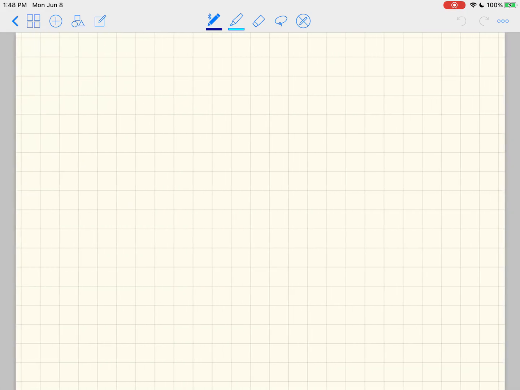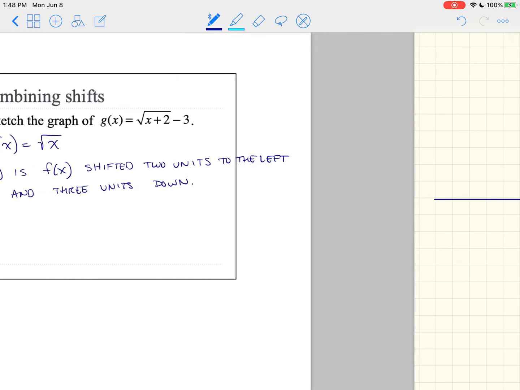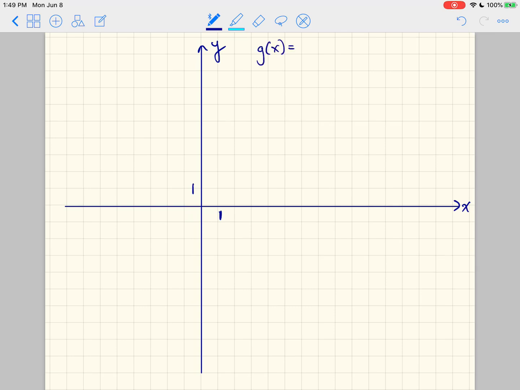Okay, so I have my graph paper here. I'm going to go ahead and set up a coordinate plane. Okay. We've got our x-axis, we've got our y-axis. We've got a scale, so in both directions each box represents 1 unit. Now let's just take another look at the function. g of x is the square root of x plus 2 minus 3. And if it helps you, I like to put a little roof on this thing. I like to show where the roof is ending on the square root so that it makes it very clear what's inside the square root and what's outside the square root.